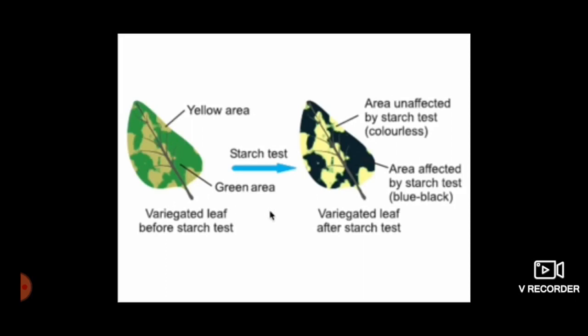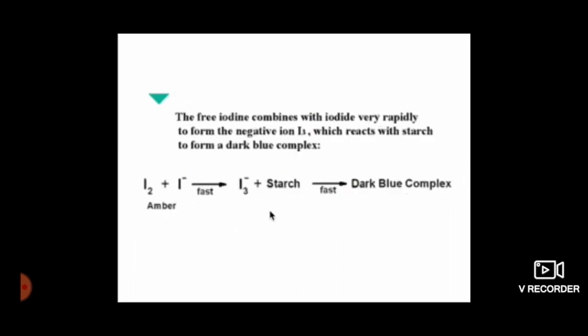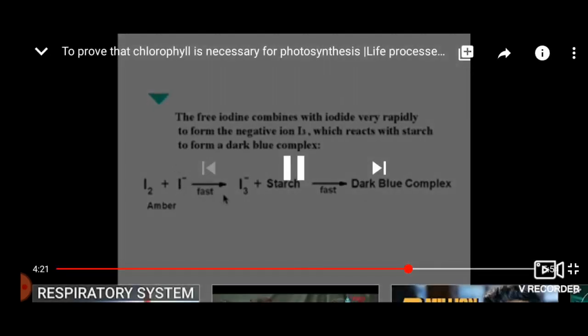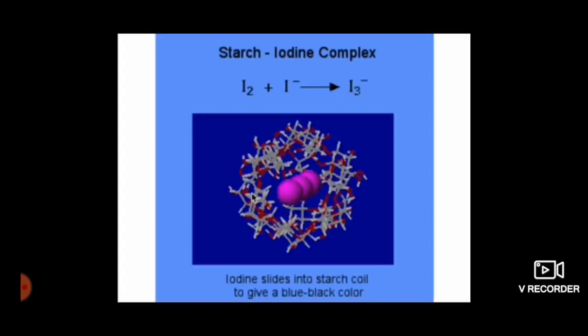Let me tell you that iodine reacts with starch to give a complex dark blue or blue-black colored complex. How does it happen? Iodine solution is basically iodine dissolved in an aqueous solution of potassium iodide, and this free iodine combines very easily and rapidly with iodide to form a negative ion, I3. So free iodine reacts with the iodide of the potassium iodide solution and forms the I3 ion, and these pink colored balls are a complex of I3, like this.